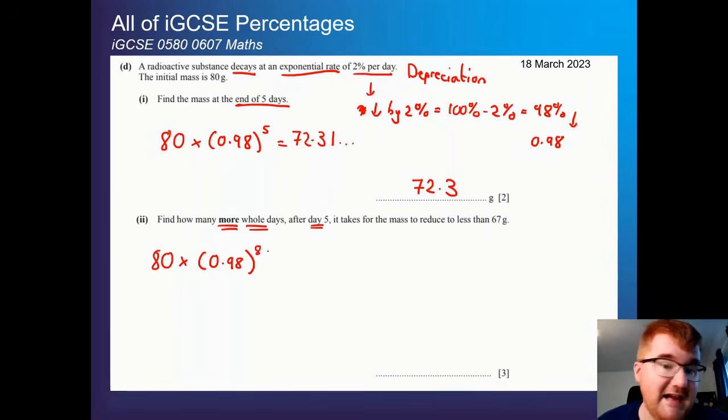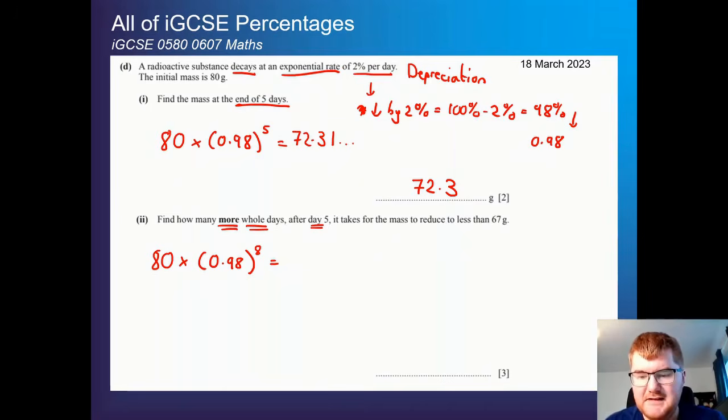So after day 5, it's 72.31 and we want less than 67 grams. So let's just try 8. Again, we want a number bigger than 5, and we can try that out in the calculator. So 80 times 0.98 to the power of 8. Excuse me, that gives me 68.06. So that's still too high.